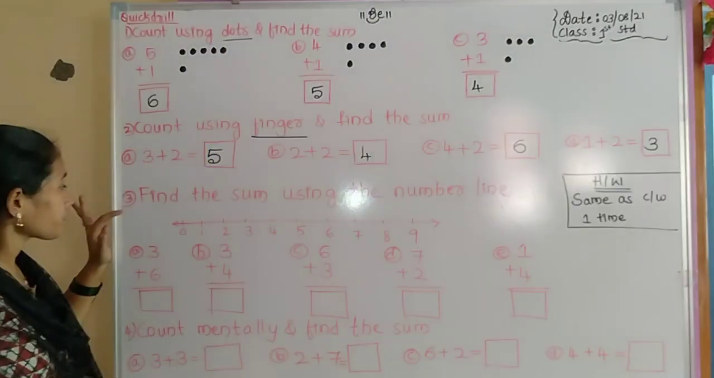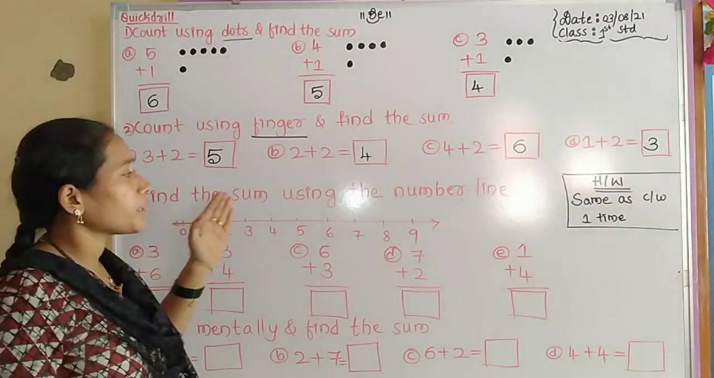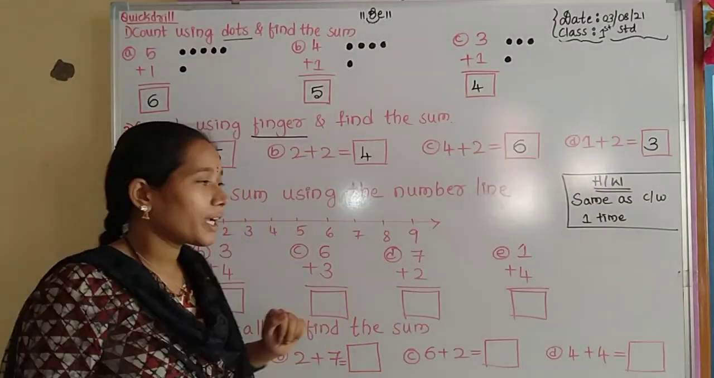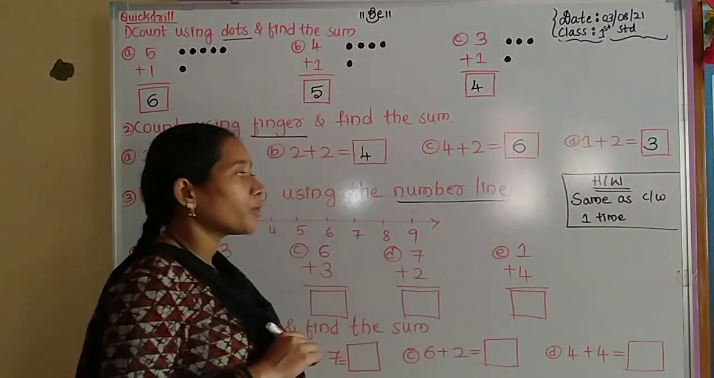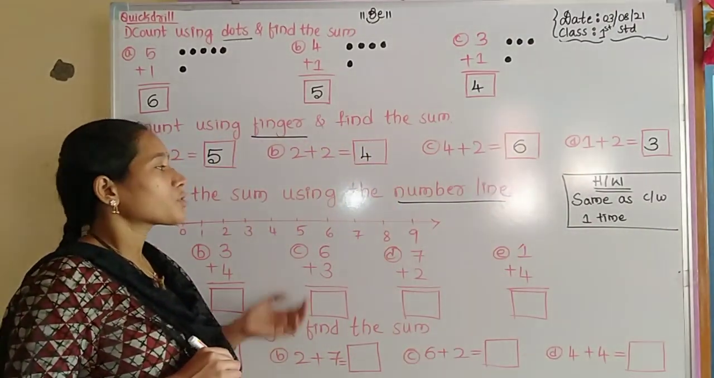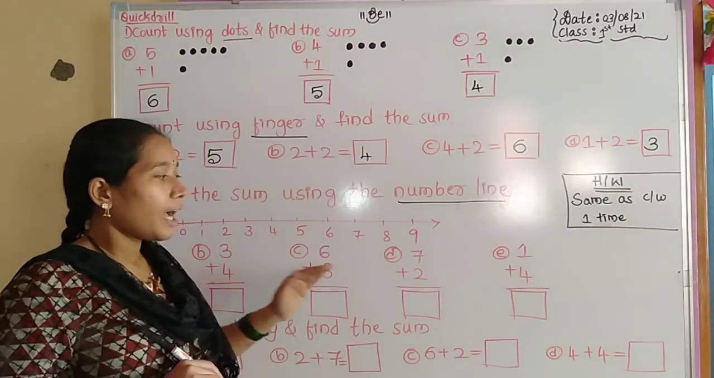Then next one. Third one. Find the sum using the number line. Okay. So the next method is using the number line. One of the most important methods in addition. So using the number line only we have to add the numbers.